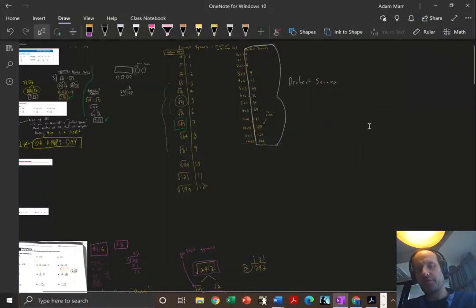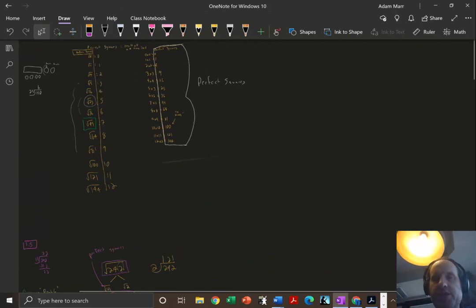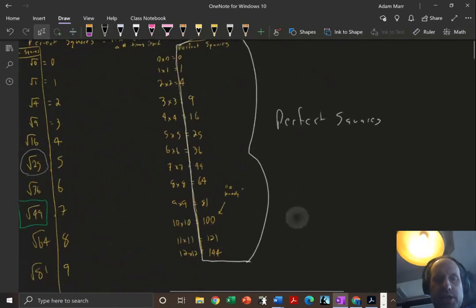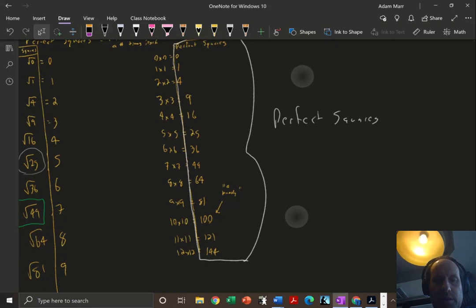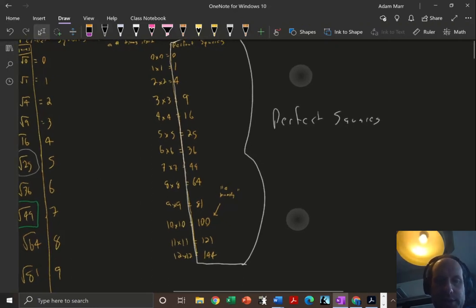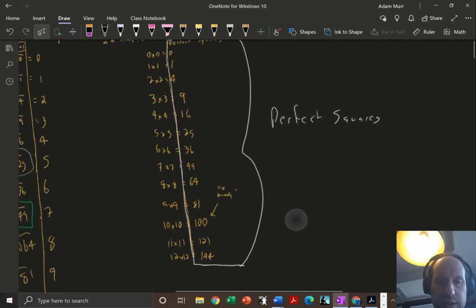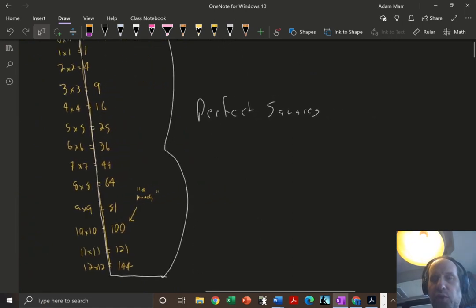Just wanted to do a few examples so you have a record of it right here. This is about solving by square roots. Just remember, we went over these are all the perfect squares right here: 0, 1, 4, 9, 16, 25, 36, 49, 64, 81, 100, otherwise known as a hundy, 121, and 144.